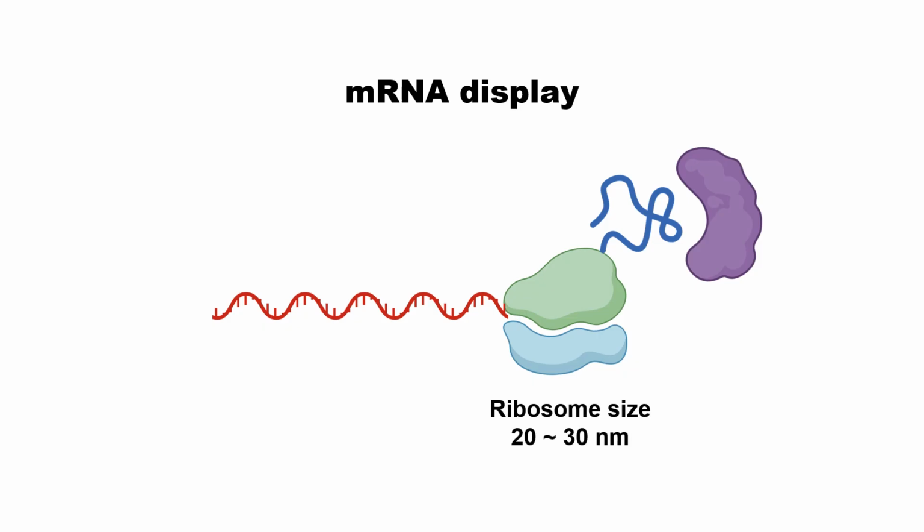So in this system, the ribosome is the big chunk, and the size of a ribosome is about 20 to 30 nanometers, which is still much smaller than a virus. So if you want a much higher diversity, even compared to phage display, mRNA display can be one good example.